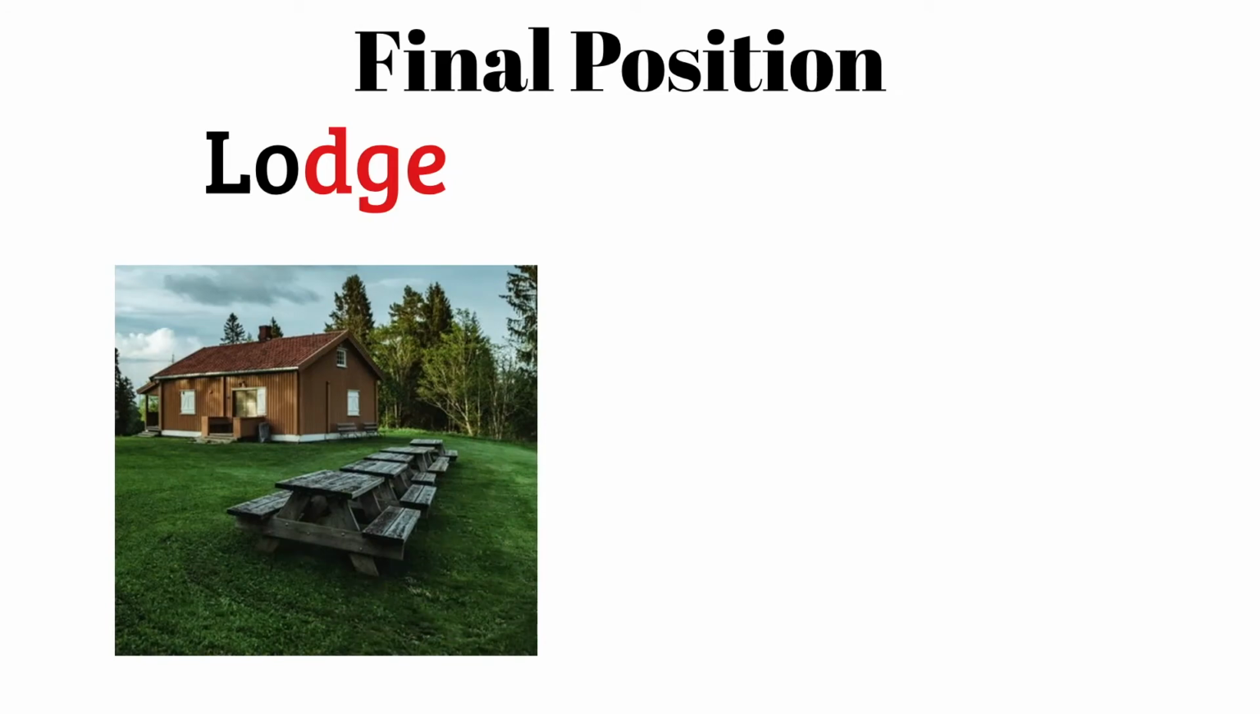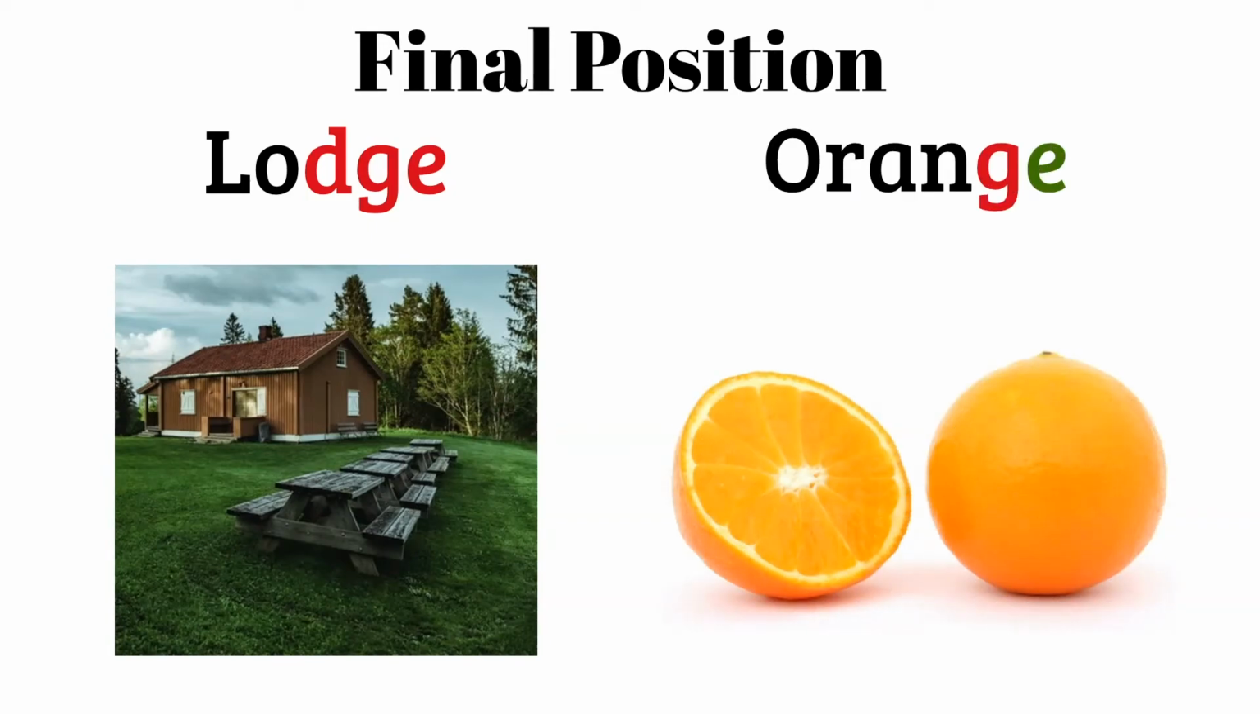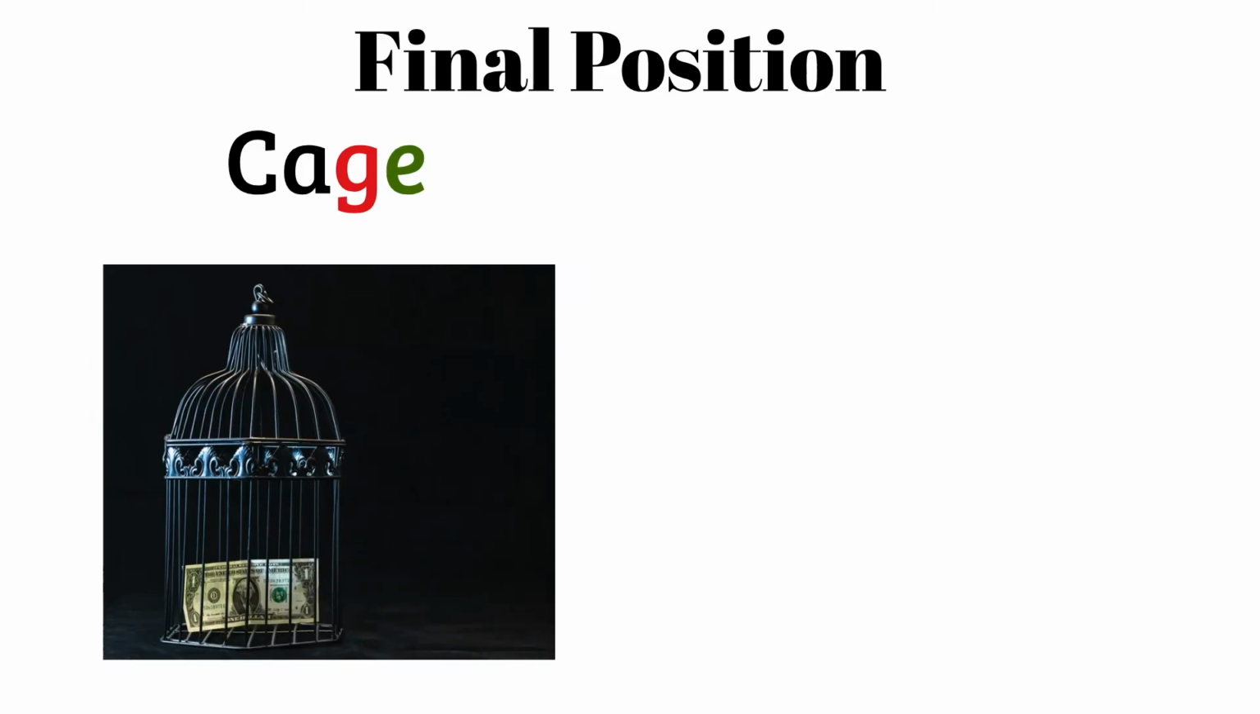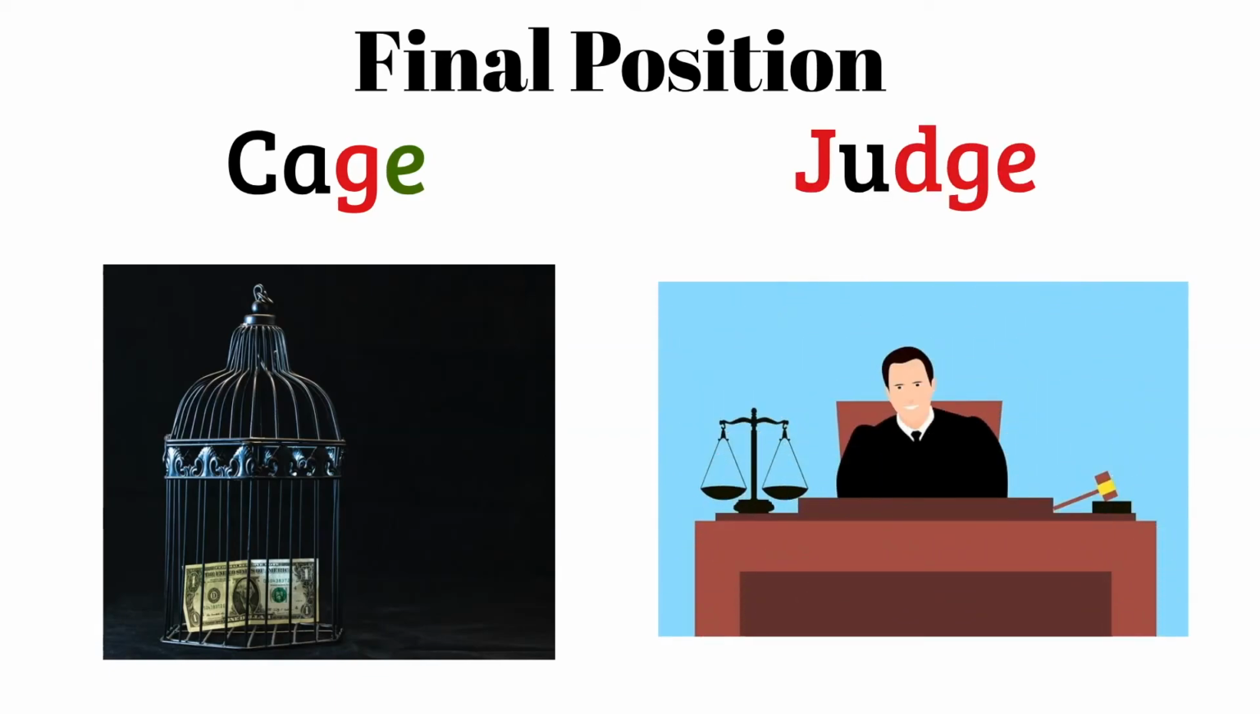J, j, lodge. GE says j as in orange. J, j, orange. GE says j as in cage. J, j, cage. DGE says j as in judge. J, j, judge.